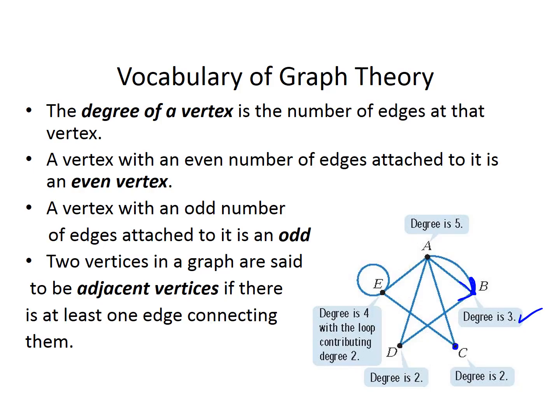So the degree of vertex C is 2 because there's 2 edges coming out. The one thing that you have to be careful of is these loops, because here, if we look at the degree of the E, 1 edge, 2 edges, but you actually count the loop going both directions, 3 edges, 4 edges. So the degree of vertex E is actually 4.